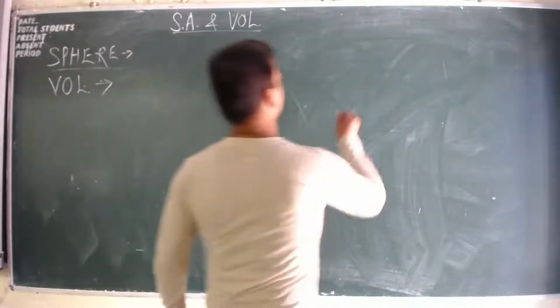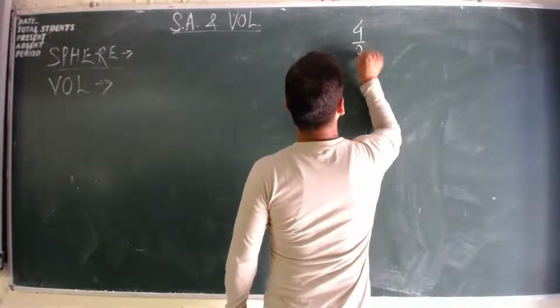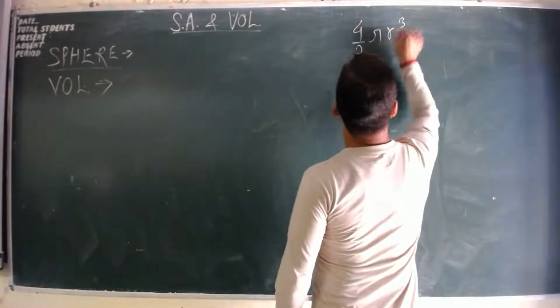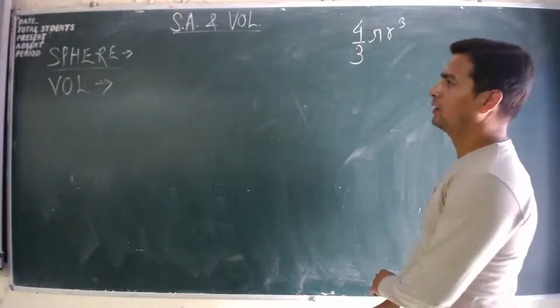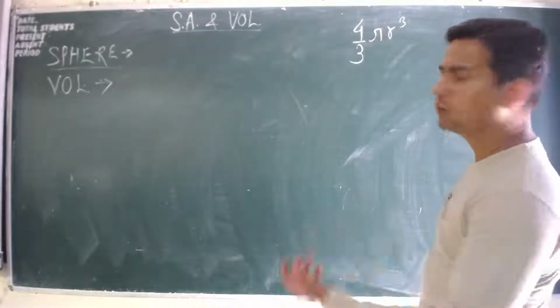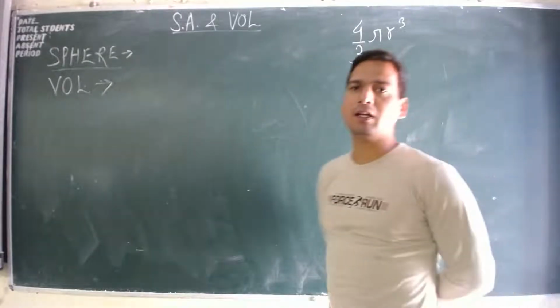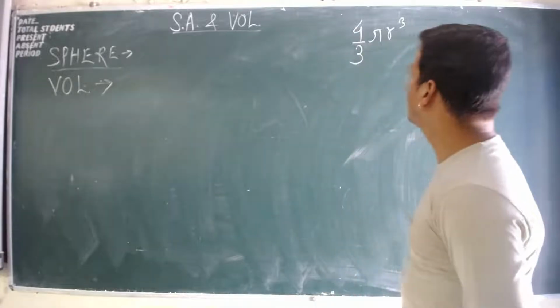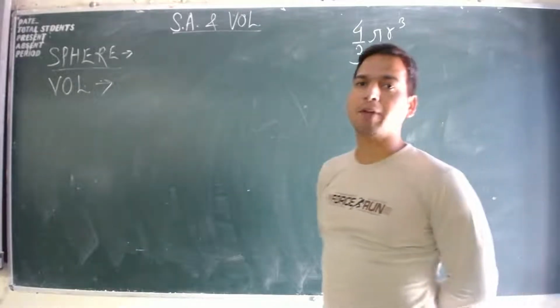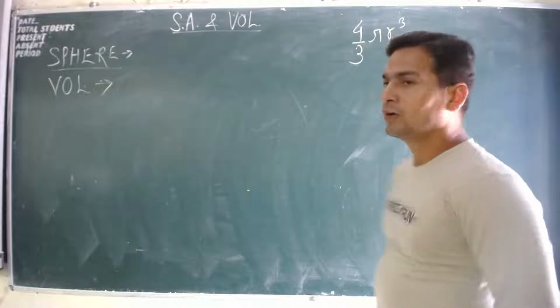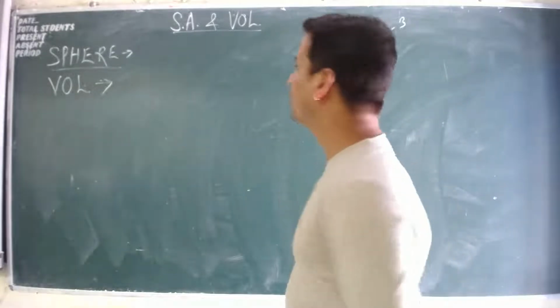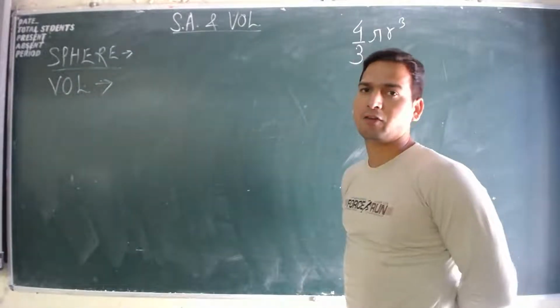I just want to recall for you: 4 upon 3 pi r cube. This is the formula of volume of sphere. Many of you know already because this has been taught to you in class 9. So volume of sphere is 4 by 3 pi r cube. Now, my aim is how this formula has been derived.